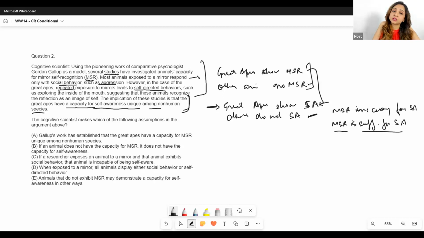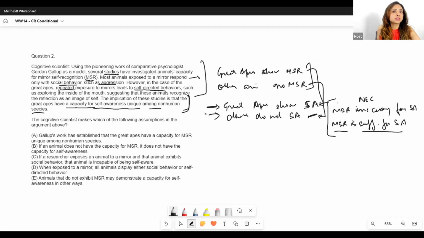And because other animals are not showing MSR, he's concluding that others do not have self-awareness. So he's saying MSR is necessary, right? MSR is necessary for self-awareness because other animals are not showing MSR. That is why they are not self-aware. So basically, he's assuming both these things to arrive at this particular conclusion.